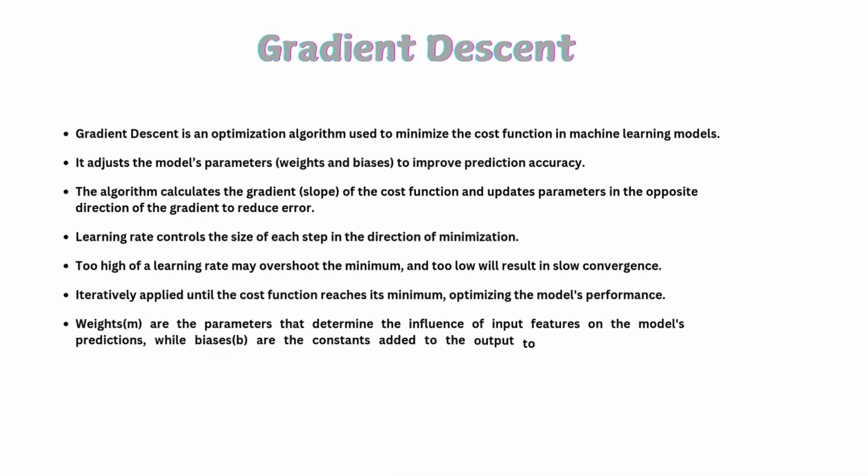Weights are the parameters, often represented as m, that determine the influence of input features on the model's predictions, while biases, represented as b, are the constants added to the output to adjust the predictions independently of the input values.